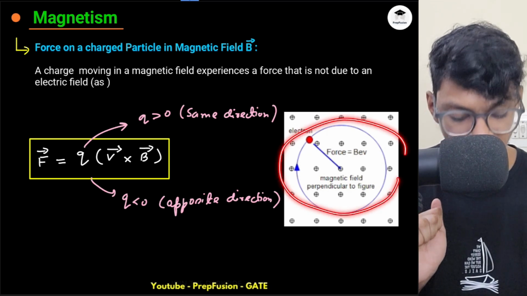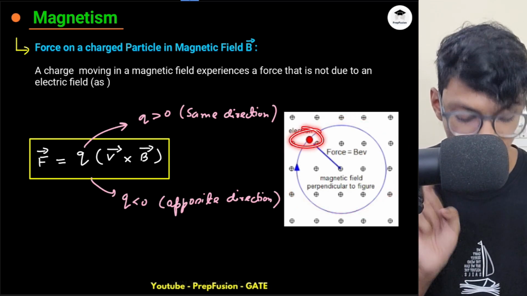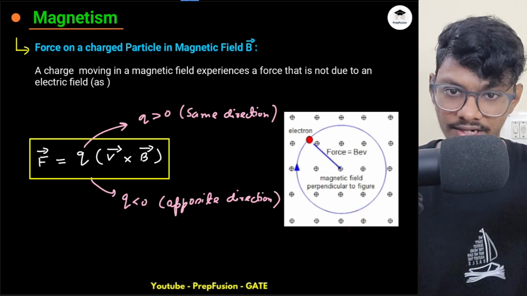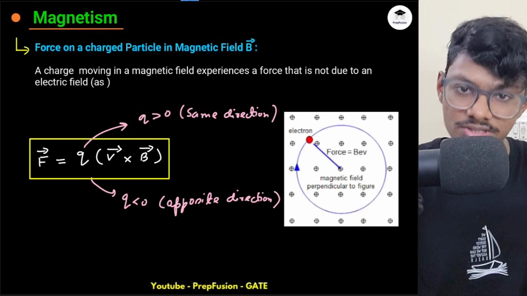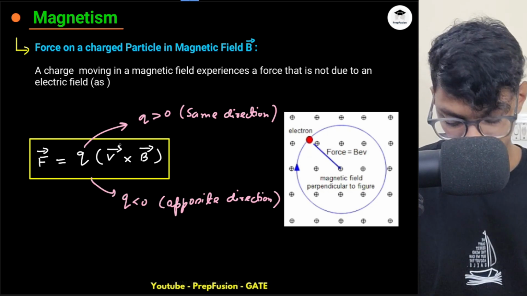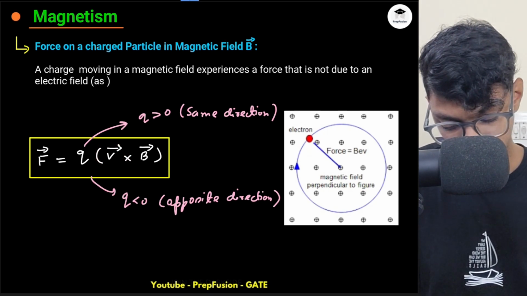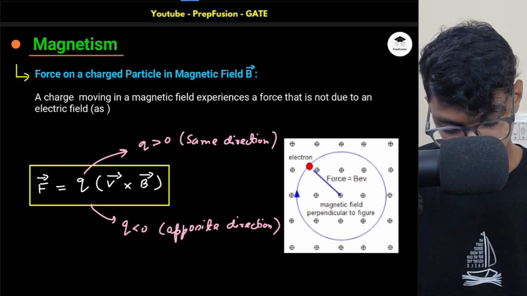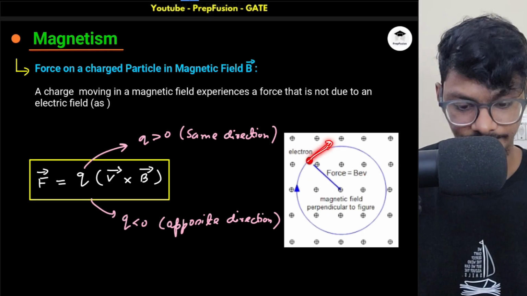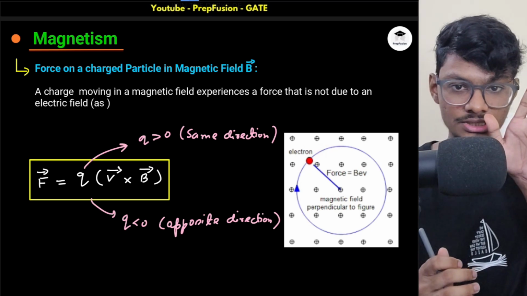Now from this particular diagram, can you tell me the direction of force acting on this electron? I can observe the magnetic field is going inside, right? Again, I will use the same simple right hand rule. The magnetic field is going inside, but I have to do V cross B. So let's assume that the velocity of this electron is along this tangent, along this direction.